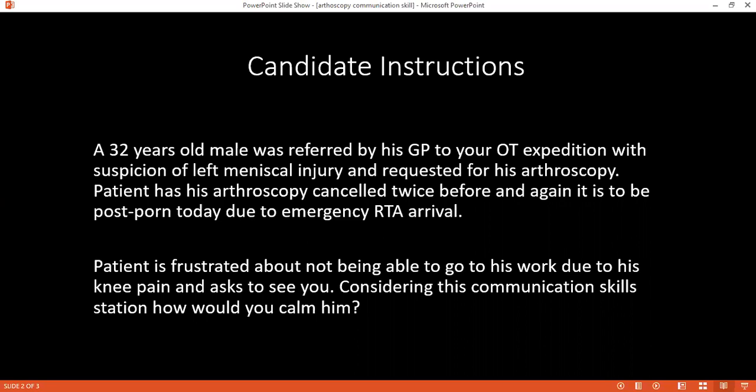So promise me that my next operation will not be postponed again. Sir, I am extremely sorry, but I can't promise you because we have to prioritize the emergency cases. But I will keep this in mind, that you were before. I will provide you the date as soon as possible, sir.